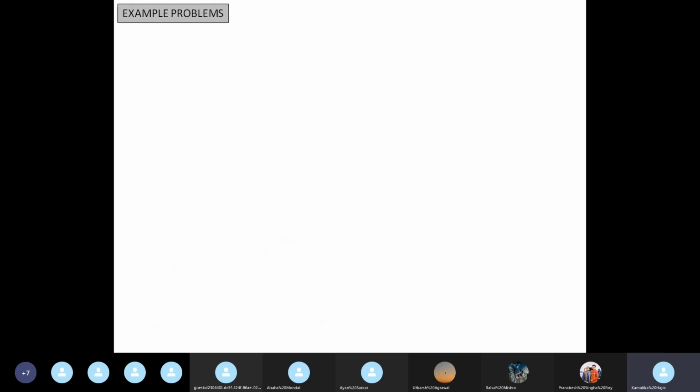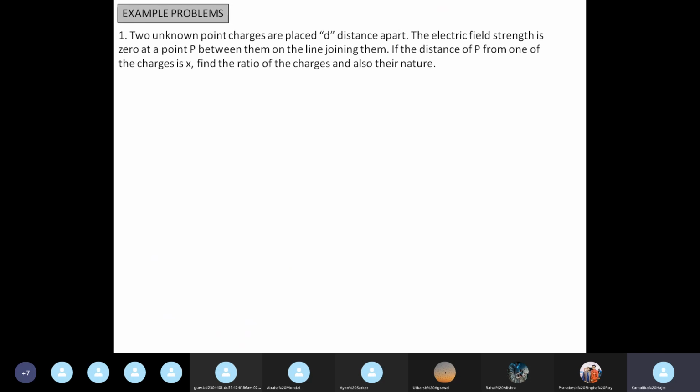I'll just end the class today with two example problems, and after that I have something else to tell you. I suppose from your class 12 boards knowledge, you already have a concept of electric field. I just built on it and gave you a little more insight into the concept of electric field. I hope it was understandable. I'll just show you two example problems, very simple.